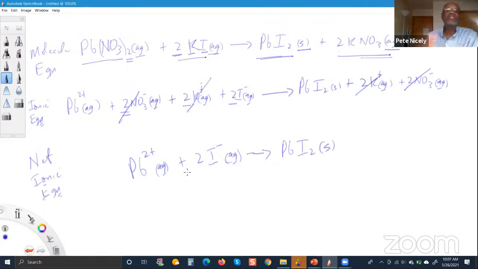All right. Once you determine which ions will dissociate, the next thing you need to look for is the spectator ions. Once you cancel those spectator ions out, then what is left would be the net ionic equation. All right. Okay. Any questions about this example?